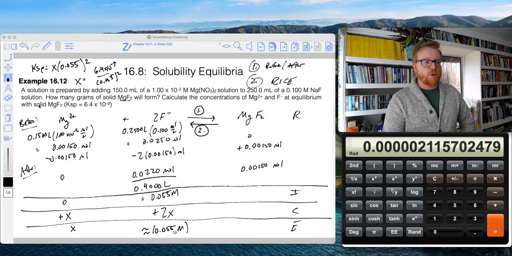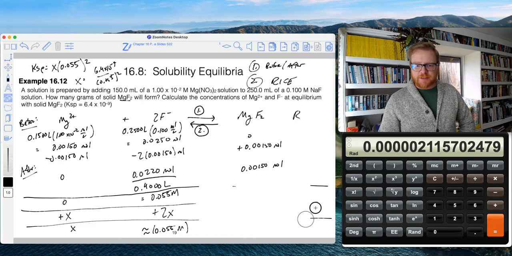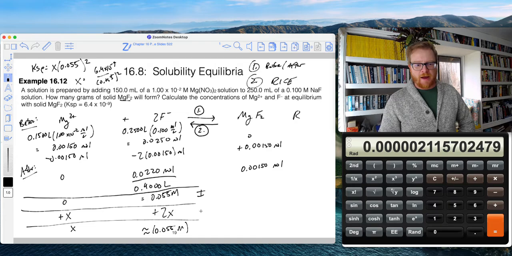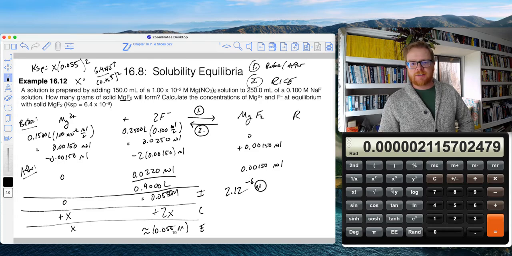I'm sorry I ran out of room, folks, to write here. I'm going to erase this stuff here because I recognize that I could have really used that space. So there's my R, here's my I, C, E. So now we know that this is my value of X, which is my molar solubility. I suppose that would have been 3 sig figs. So let's see, 2.12 times 10 to the minus 6 molar.